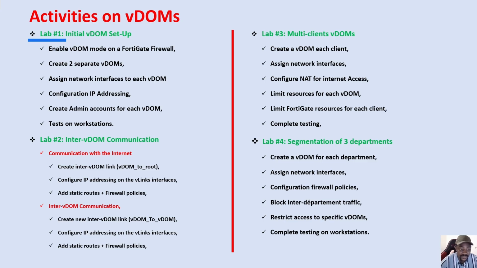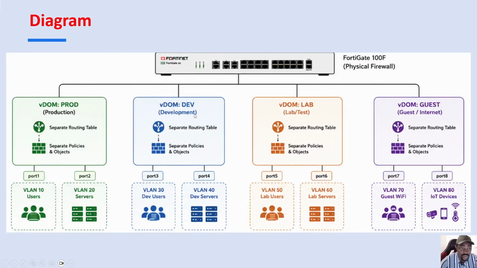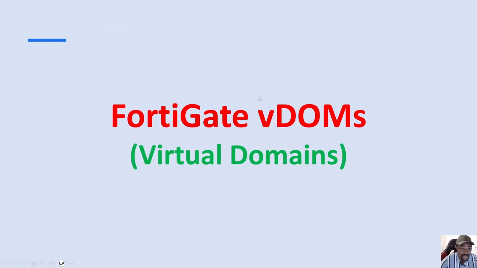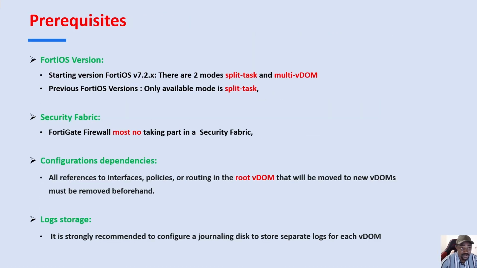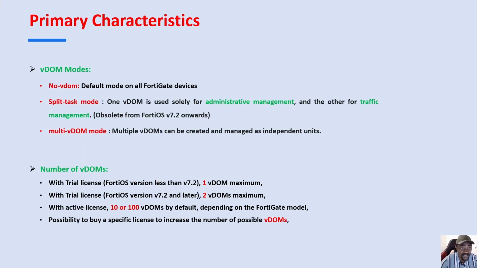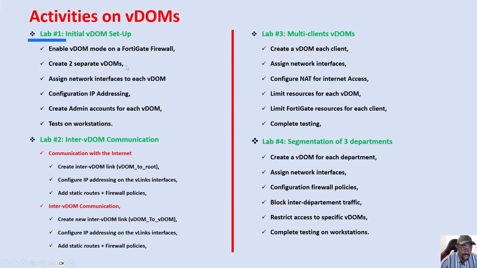So today in this video we are going to do the next lab, which is lab 2, for our series of videos on activities on vDOMs. In the previous video we discussed the topic of FortiGate vDOMs and presented some key concepts. After showing some primary characteristics and prerequisites of vDOMs, we did some activities on VLANs. Then we did the first activity on the vDOMs.